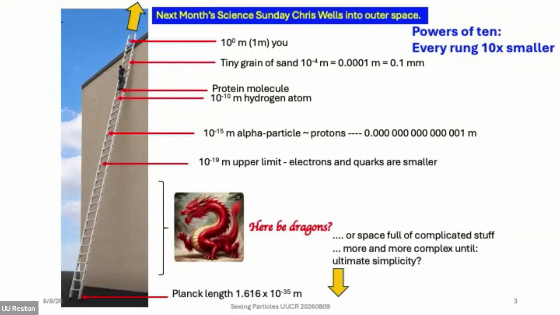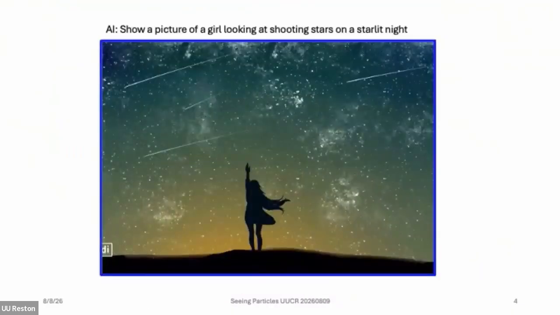But in this vast distance gap on a logarithmic scale between the smallest things that we can see, even with our biggest microscopes, which is actually the Large Hadron Collider at CERN, there are many orders of magnitude, and we don't know what's down there from the physics point of view. Theorists have many ideas. Maybe there's nothing really there until you get down to the Planck length, or space could be full of complicated stuff that becomes more and more complex until we get down to the Planck length itself, which is the ultimate simplicity, I would argue.